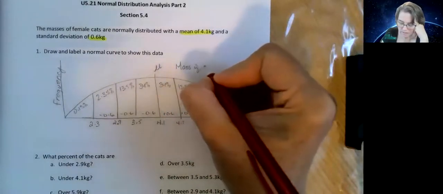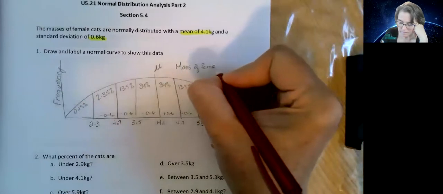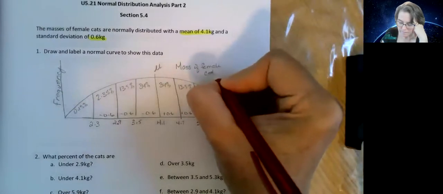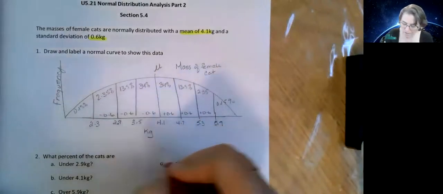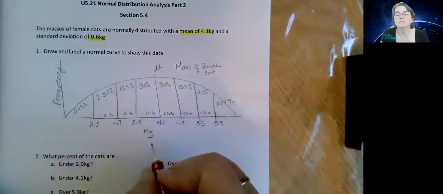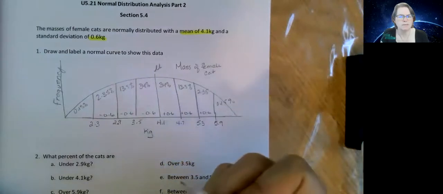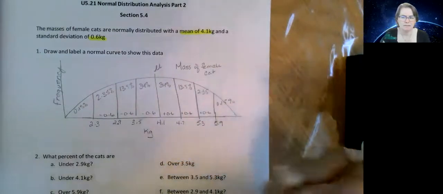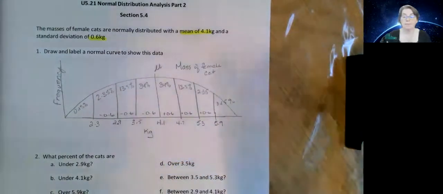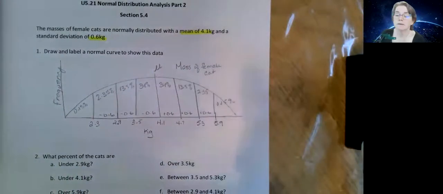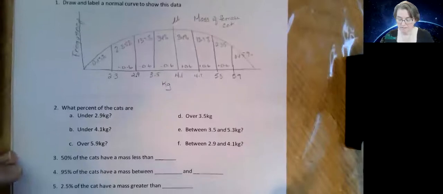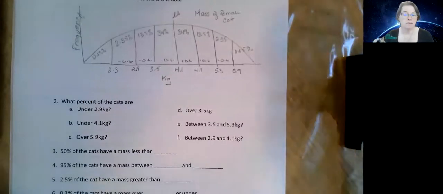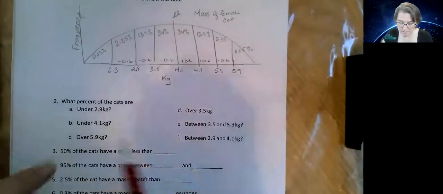of a female cat. This is measured in kilograms. So this bottom axis is usually some kind of a measurement: time, mass, distance, speed, items, whatever they happen to be. All right, so you turned off the video, so I'm going to trust you. We're just going to keep going.